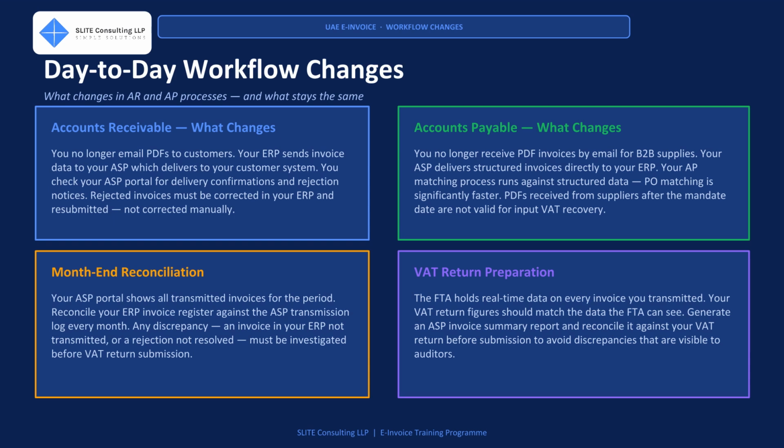The matching process runs against structured data, which means three-way match becomes faster and cleaner, but it depends on your master data being right. What does not change? Approval workflows, cost center allocations, payment runs. The shape of your AR and AP function is the same. The inputs and outputs become digital. Next, what to check inside your ERP before go live.